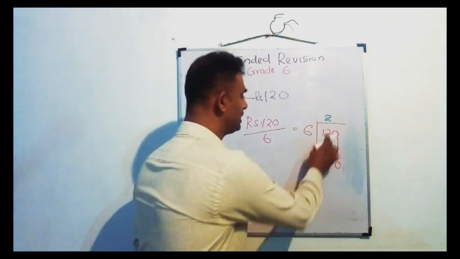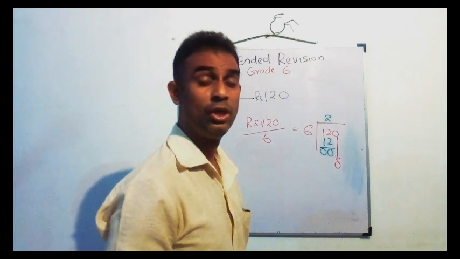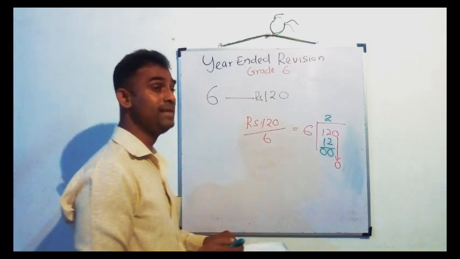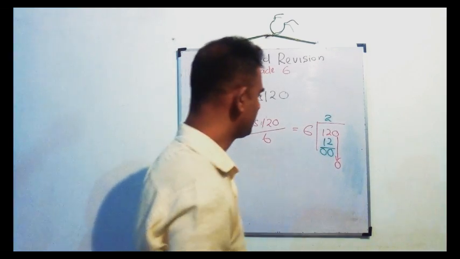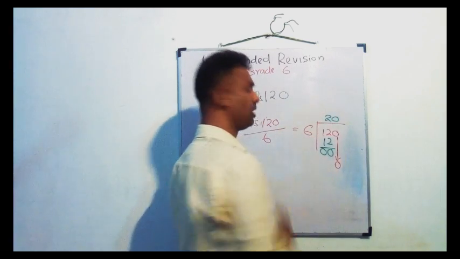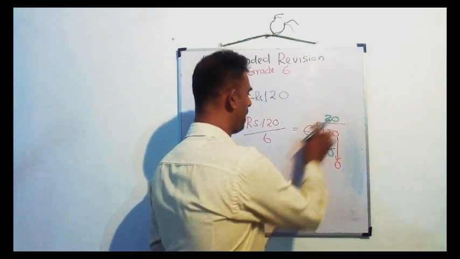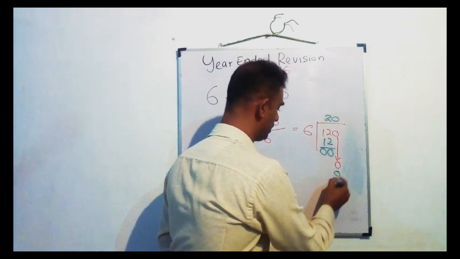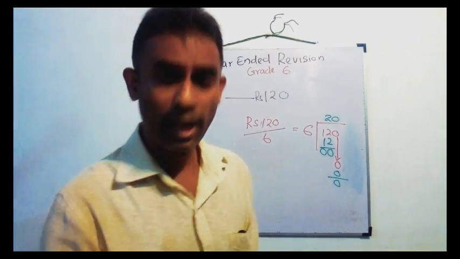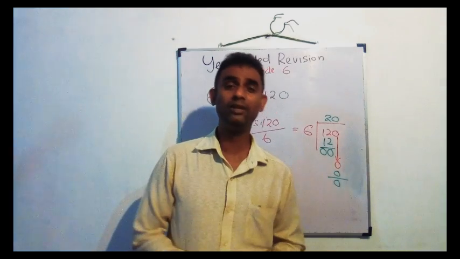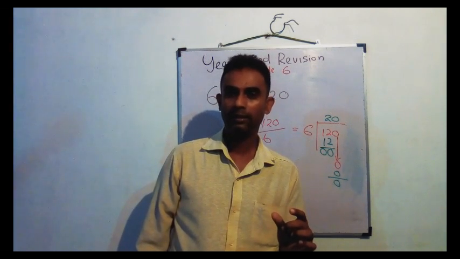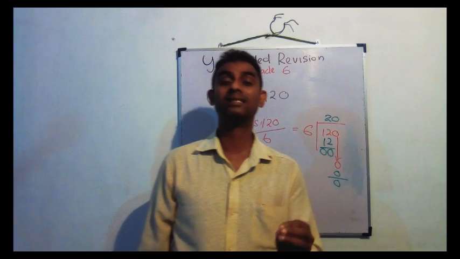This 0 as well we want to divide by 6. 0 divided by 6, the answer is 0. Next, 0 multiplied by 6, the answer is 0. Therefore this answer is also 0, with no remainder. Remember that when we divide or multiply a number by 0, the answer should be 0.